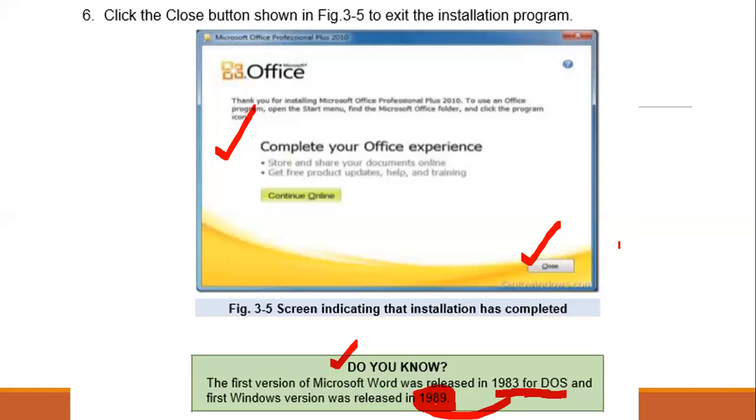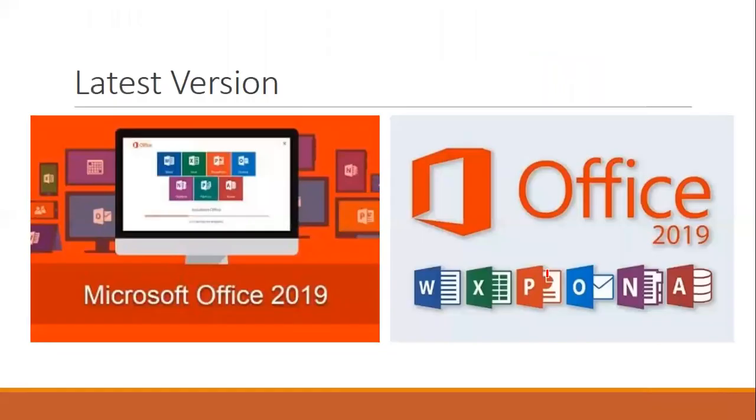Okay, after the completion of the installation, simply press this close button. Now, Microsoft Office is ready to use. There are many versions of Microsoft Office. For example, Microsoft Office 2010, then they launched Microsoft Office 2013, then Microsoft Office 2016, and now Microsoft Office 2019. The latest version of Microsoft Office is 2019.